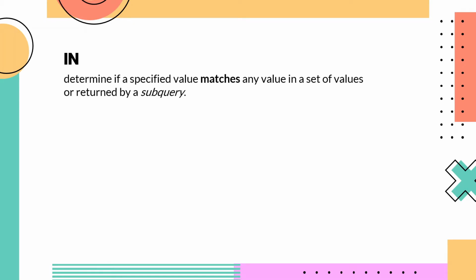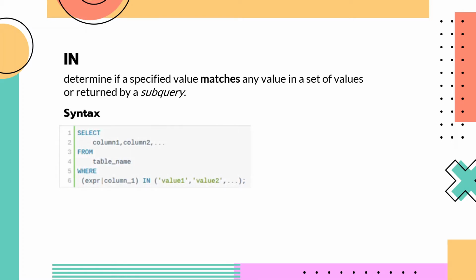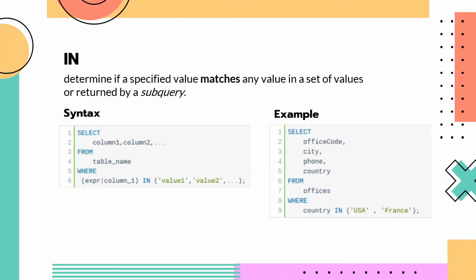Okay, and then I will continue with the IN operator. The IN operator allows us to determine if a specified value matches any value in a set of values or returned by a subquery. On the left side, the image illustrates the syntax of the IN operator: select column list from table name, where expression or column IN set of values. On the right side, we can see an example of using the IN operator.